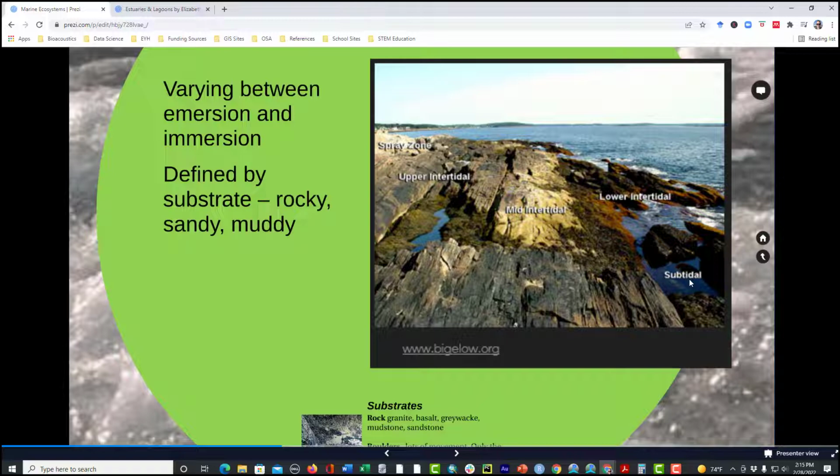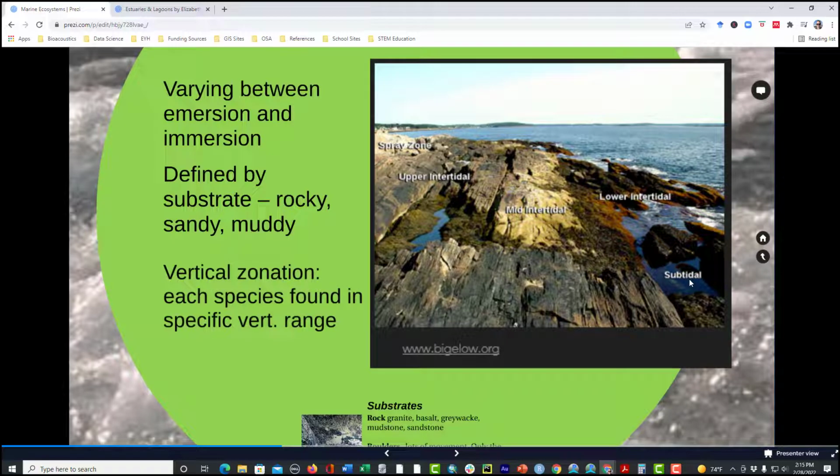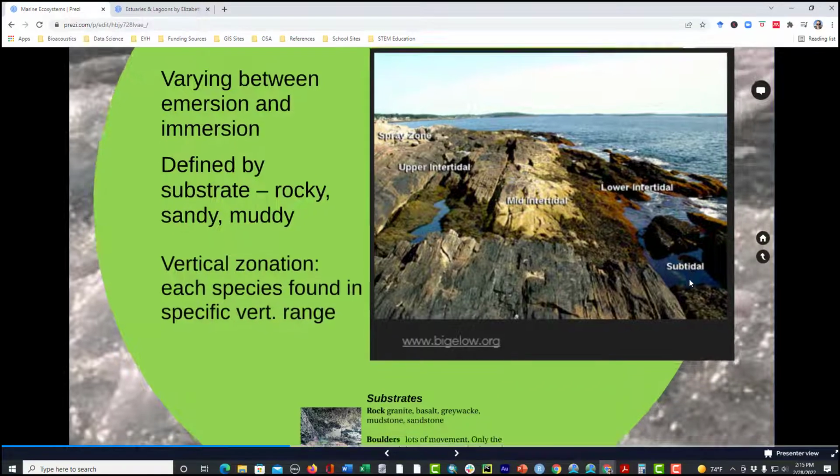It's defined by not only the substrate, whether that be a rocky substrate or bottom, a sandy one or a muddy one, but also what we call vertical zonation that is occurring within the intertidal zone, which is going to have different assemblages. And there's really quite a bit of consistency. Unless there's a change in the resources available in those different vertical zones, you find a lot of consistency in where those species are found.